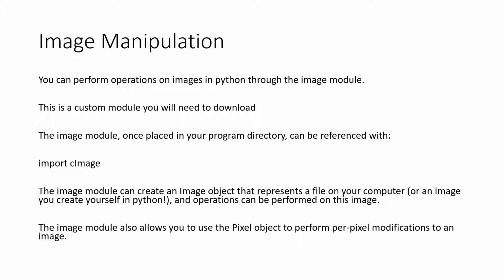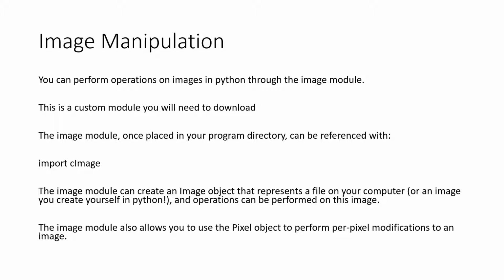Now you can perform operations on images through an image module. We use a custom image module for this class that you can find in the resources section of MyGraceland. The image module, once placed in your program directory, can be imported by invoking import cimage.